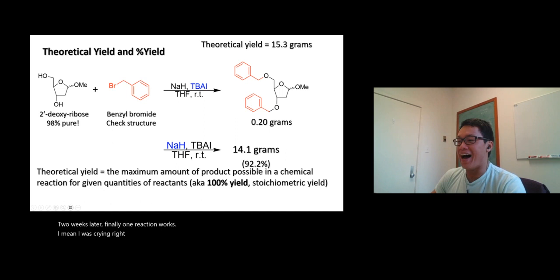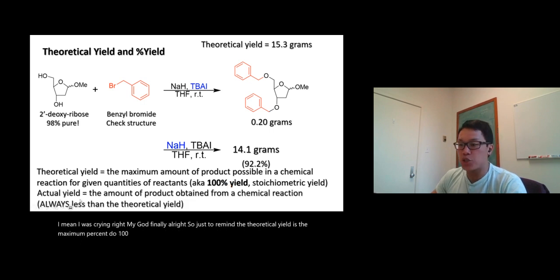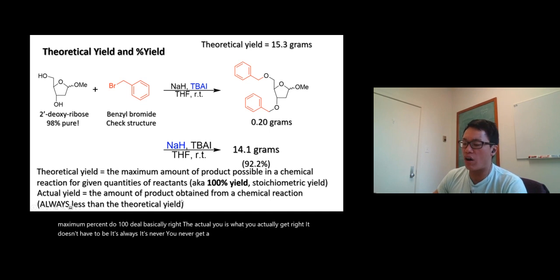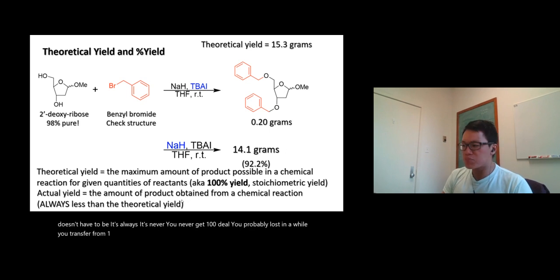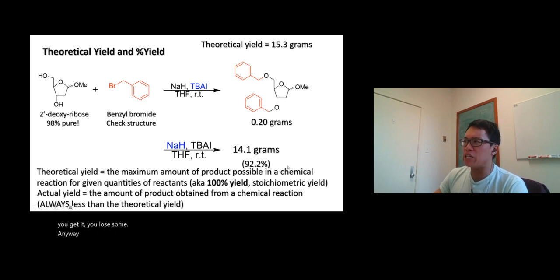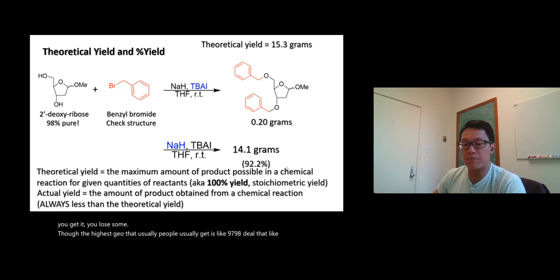Oh my God, finally. All right, so just to remind you, the theoretical yield is the maximum yield, or 100% yield, basically. The actual yield is what you actually get, right? You never get 100% yield. You probably lose some while you transfer from one container to another, or during a separation technique. I mean, you lose some anyway. The highest yield that people usually get is like 97-98% yield. That's the maximum that I have seen.